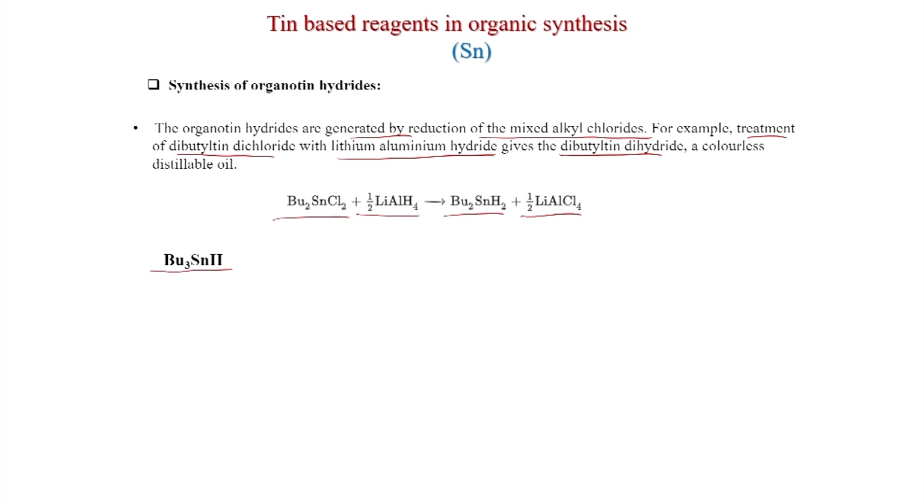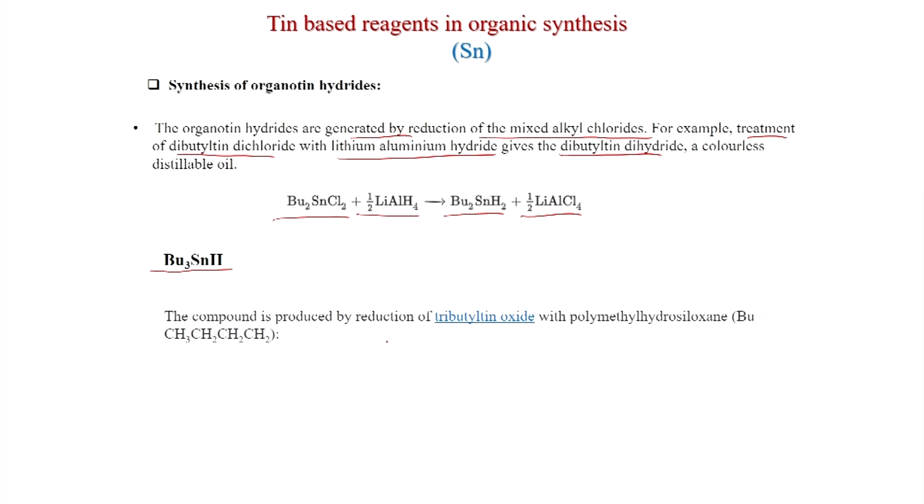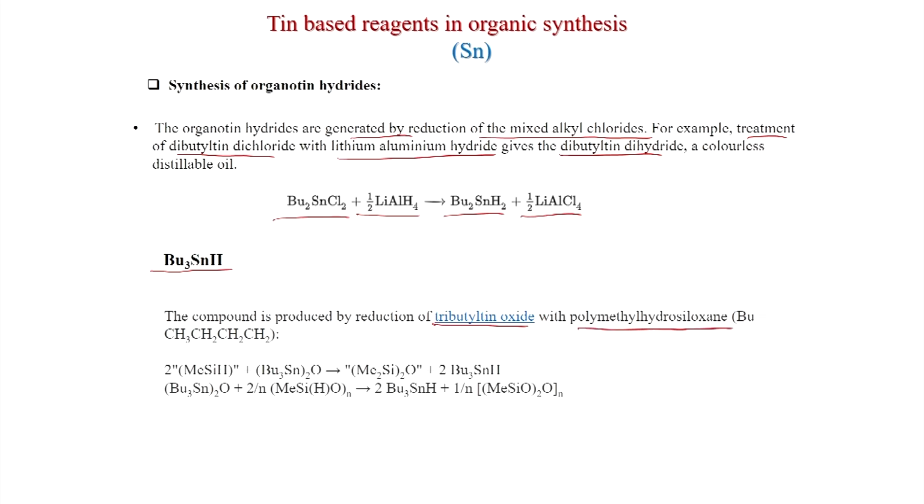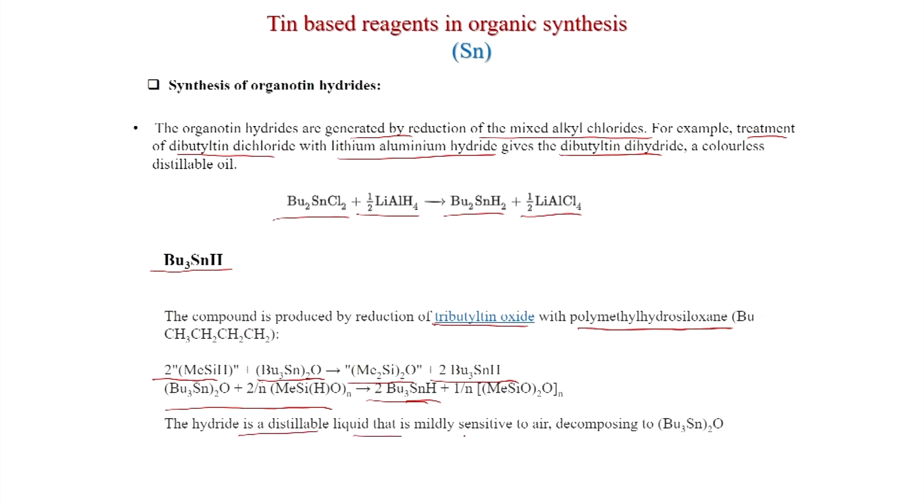Now, this is very popular. We know tributyltin hydride, but this is produced by a different method. This was produced by reduction of tributyltin oxide with polymethylhydrosiloxane. So, this is the equation, this is the hydrosiloxane and this is the tributyltin oxide, and then this is the byproduct, and this is the tributyltin hydride. Also, this can be another equation. You can see the oxide and this one, nBu3SnH, the tributyltin hydride is produced, and the hydride is a distillable liquid that is mildly sensitive to air, decomposing to the oxide, tributyltin oxide. So, it is important that you store it in an air-free condition. If it comes in contact with air, then this hydride can be oxidized to the oxide.